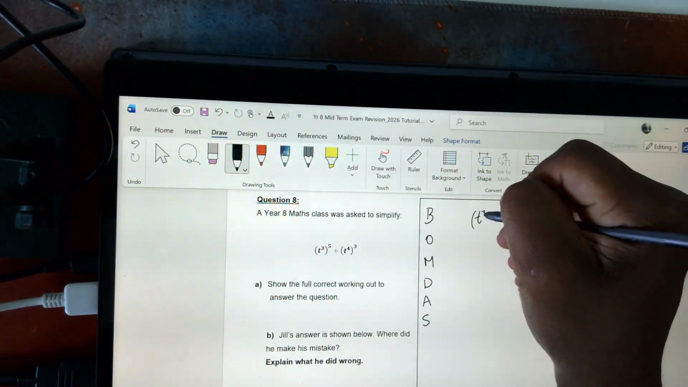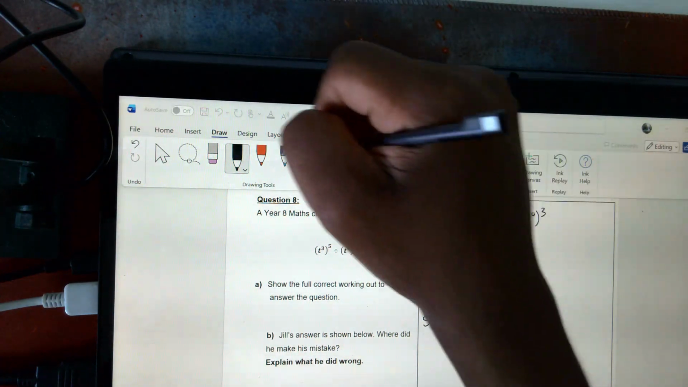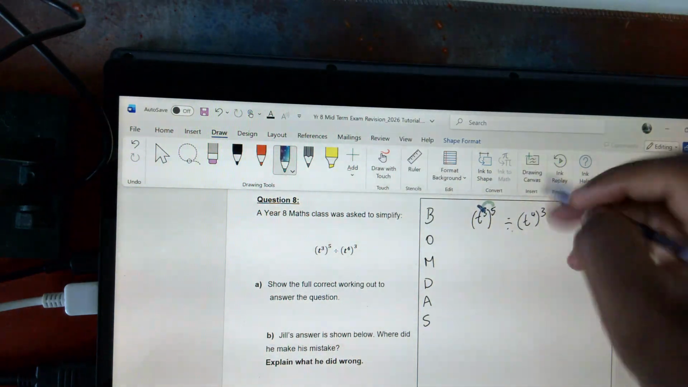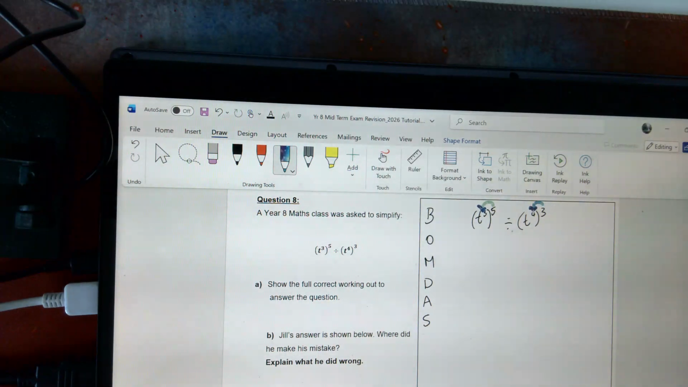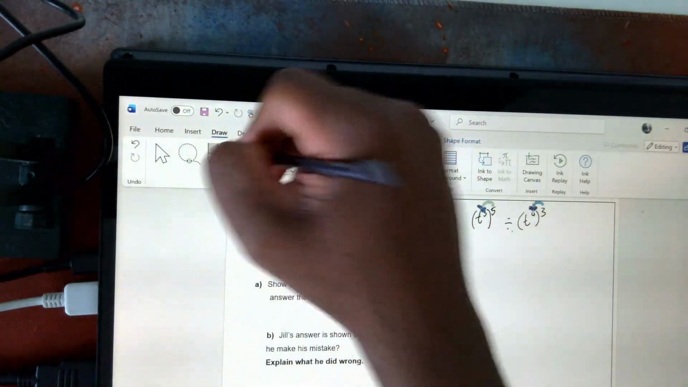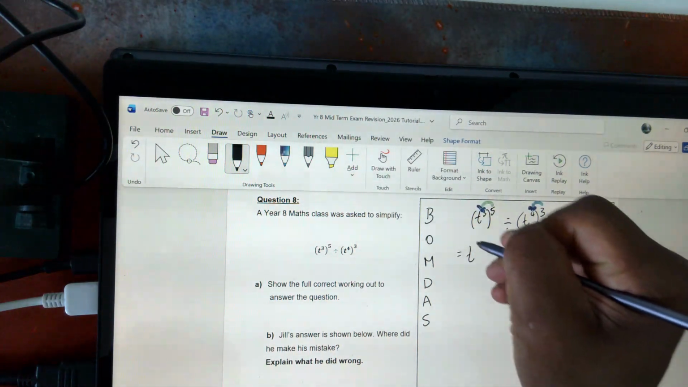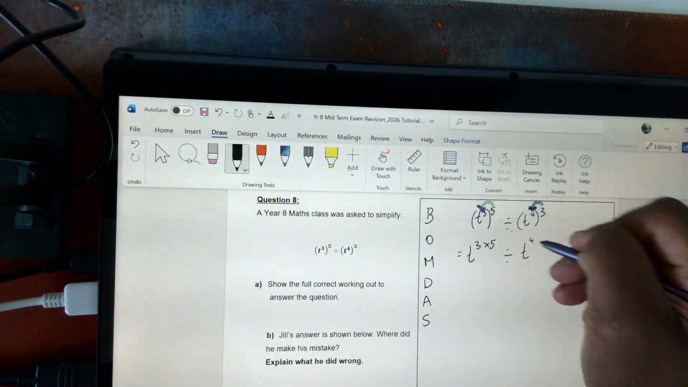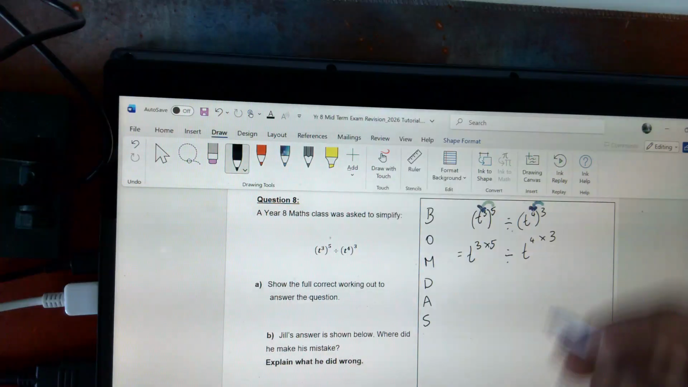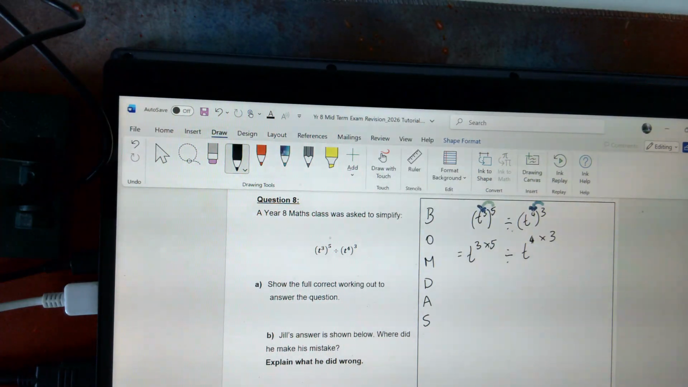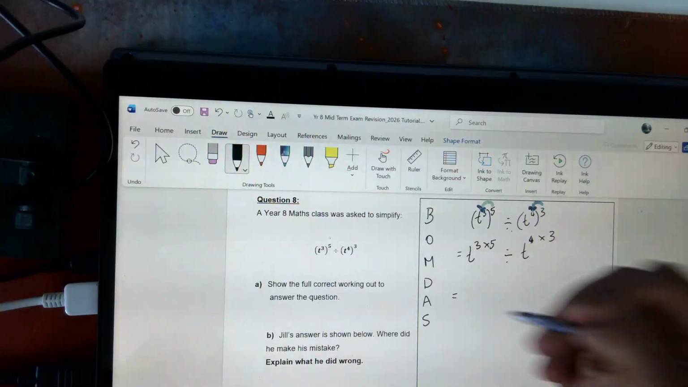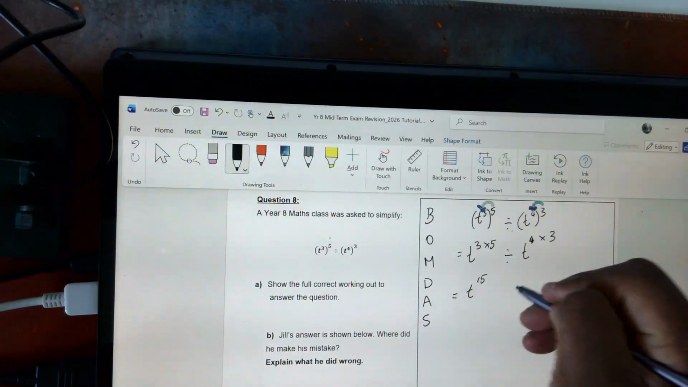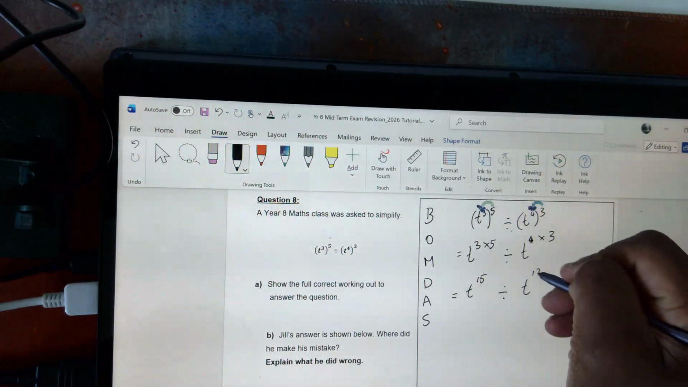This is power of 3, power of 5. I'm going to multiply the outside power by the inside power. So what we have is t cubed to the power of 5 divided by t to the 4th to the power of 3. And then if we solve that, we've got t to the 15 divided by t to the 12.